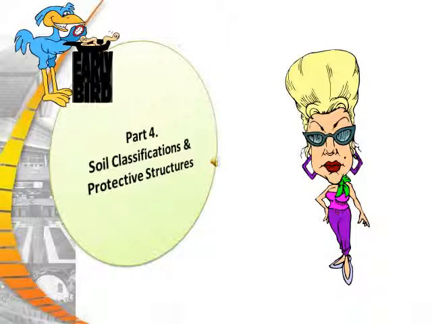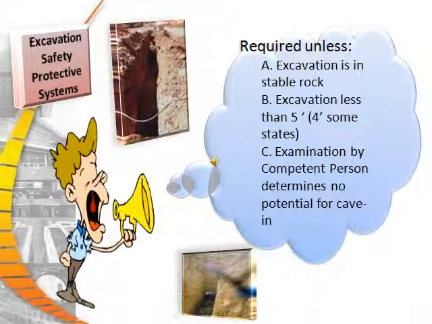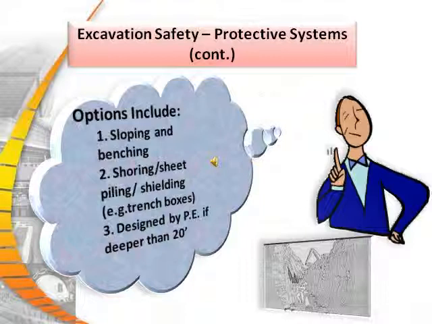Part 4, Soil Classifications and Protective Systems. Protective systems are required unless the excavation is in a stable rock situation, the excavation is less than 5 feet, 4 feet in some states, and examination by a competent person determines no potential for cave-ins. Protective systems include sloping and benching, shoring, sheet piling, and shielding. An example of this would be trench boxes, and using a professional engineer to design if it is deeper than 20 feet.